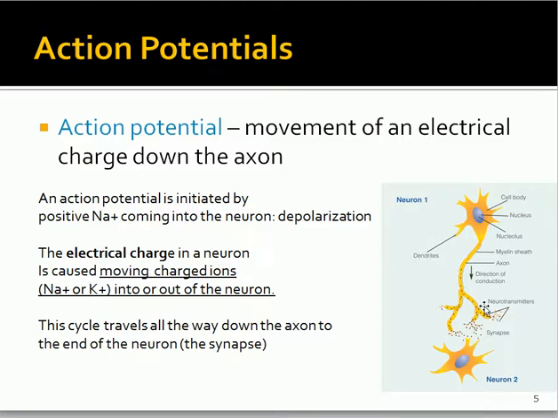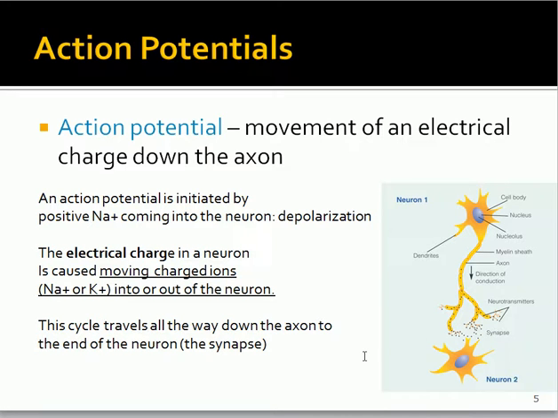So that action potential through the axon is initiated by a positive charge that's really created by influx of sodium into the neuron. And every time there's an increased positive on the inside of the neuron, we call that depolarization. So the electrical charge in a neuron is caused by moving charged ions into or out of the neuron. And so that is the electrical charge. The cycle then travels all the way down the axon to the end of the synapse.